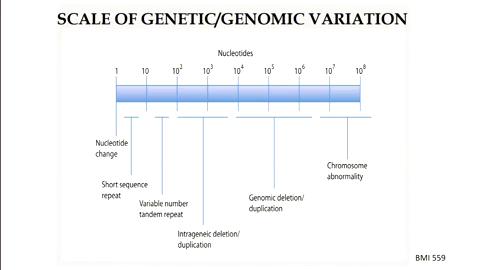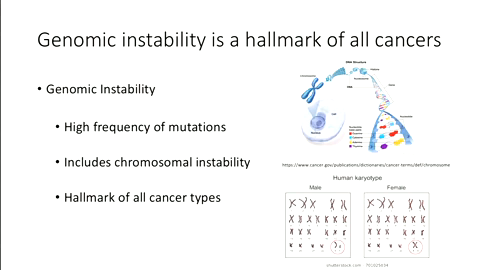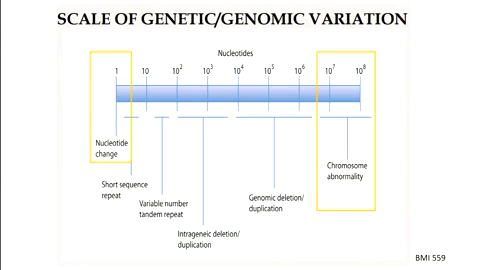This exists on a scale of genomic variation. Clinical cytogenetics includes discussions about gene fusions and chromosomal instability on a much larger scale, which you can see on the right side of this scale. This can include whole chromosomes or parts of chromosomes that are duplicated or deleted, whereas genomic instability also includes point mutations on a smaller scale, on the left side of this scale. This is a one nucleotide change, whereas chromosome abnormality is on a larger scale.